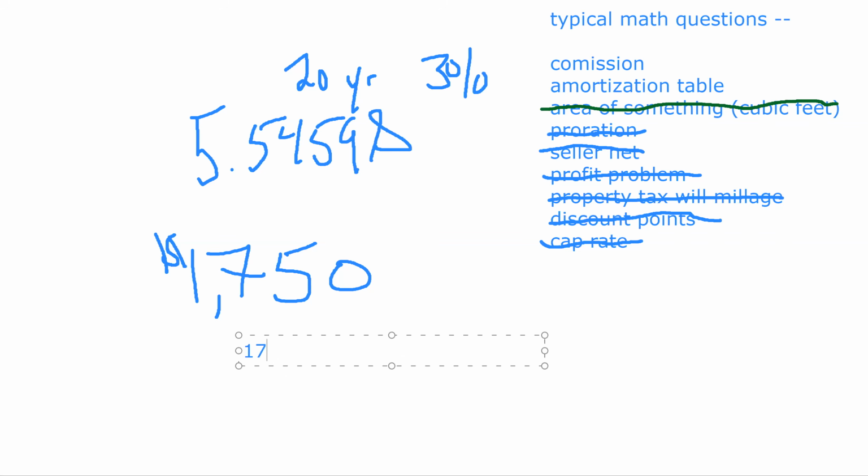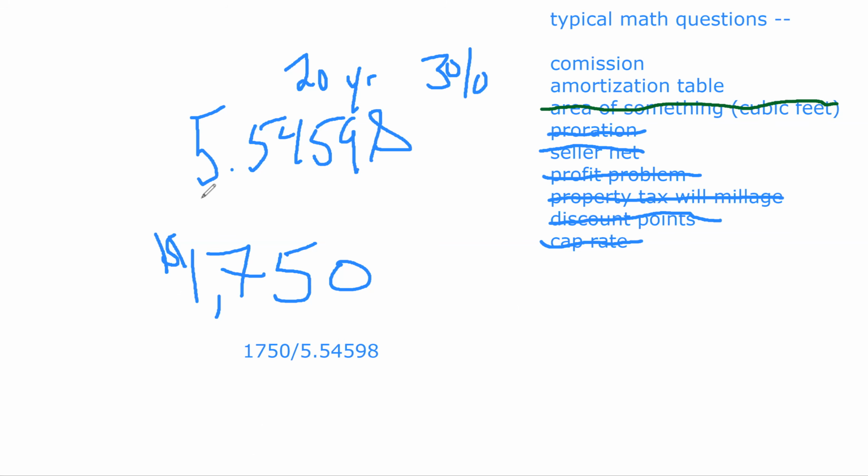We're not going to multiply 1750 by 1750, because that's our monthly budget. Not 1750 times 12, and I'm not going to divide it by 20 years. We're going to divide it by 5.54598. Why would we do something crazy like that?